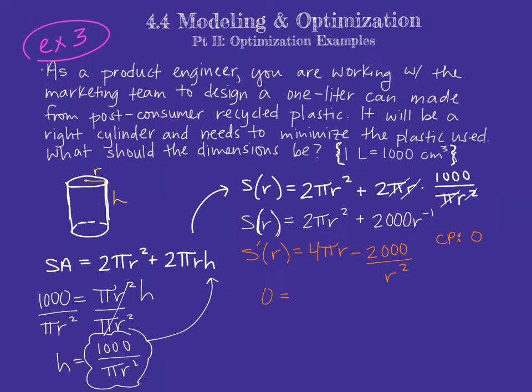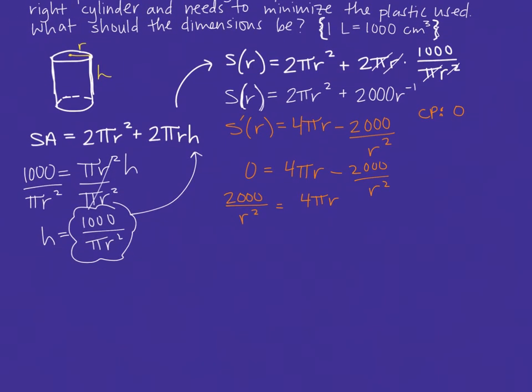Setting it to 0 to find the other potential critical points, we'll have 0 equals 4 pi r minus 2,000 over r squared. I'm going to add that 2,000 over r squared to both sides. Next, we can cross multiply. We can put this over 1 if that's helpful. So we'll have 4 pi r cubed equals 2,000. Subtracting 2,000 so we can factor, or you definitely did not have to do it that way since 2,000 did not have an r in it, but I like the factoring way.